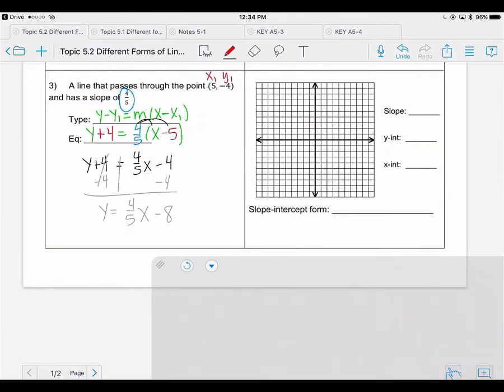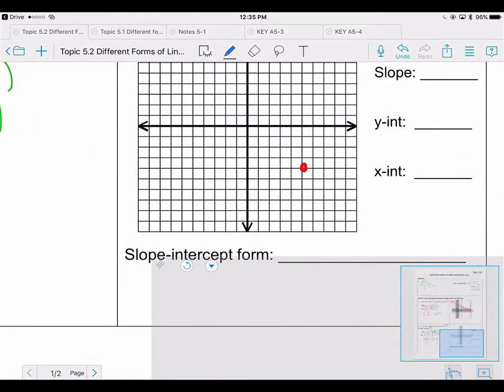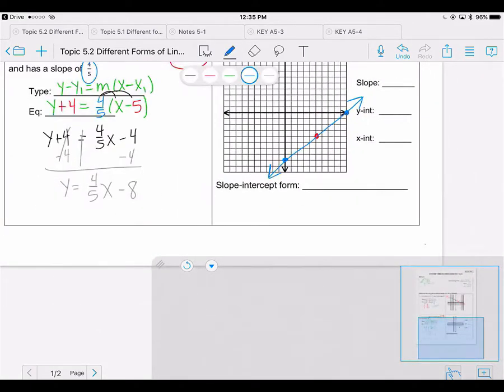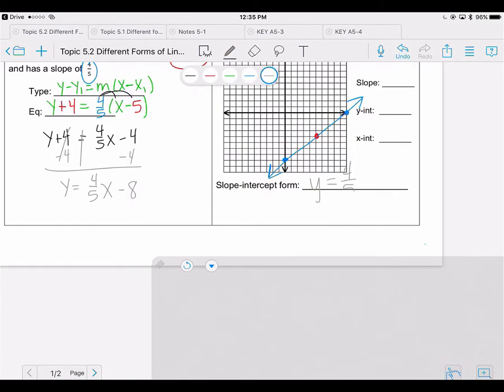Now, in order to graph, we didn't really need this. We could have plotted this point at 5, negative 4, and then used our slope of 4/5 to go up 4, right 5, or down 4, left 5. And that would have also given us the equation. However, we solved it, so y equals 4/5 x minus 8 is my slope-intercept form.